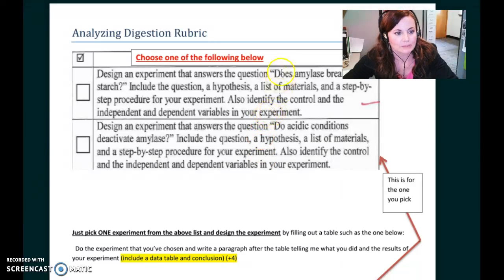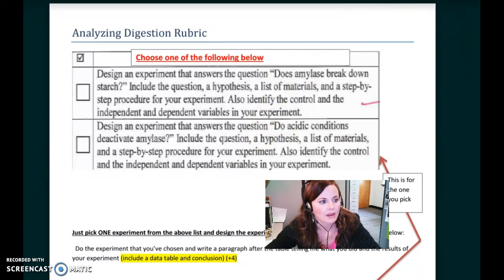So your two possible experiments are, does amylase break down starch? Include the questions, hypothesis, a list of materials, and step-by-step procedure for your experiment. Also identify the control and independent and dependent variables in your experiment. So you're going to design the experiment, but you're also going to do the experiment and collect data in a data table, graph it, and come up with a conclusion.